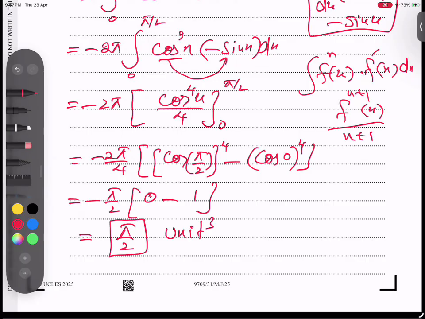If you rotate this curve, it becomes this shape. So that is the rotation about the x-axis. I hope the concept is clear and the question is completely done.